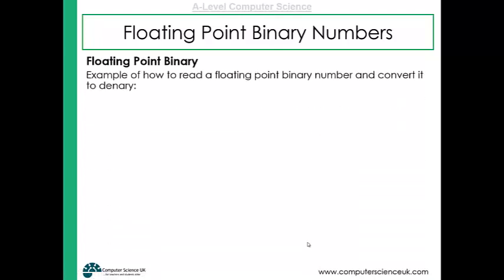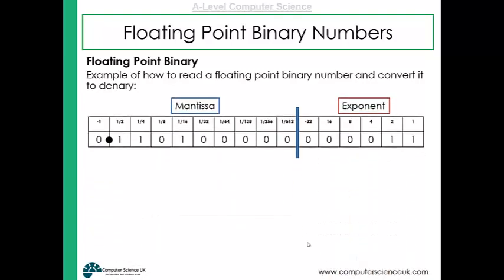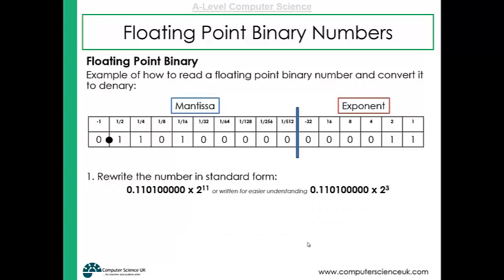So let's have a look to see how we can read a floating point binary number and convert it into denary. So if this is our floating point binary number, the way that I go about trying to read this and see what it actually represents is I would rewrite the number in standard form. So 0.11010000 times 2 to the 11, or 2 to the 3 in binary.